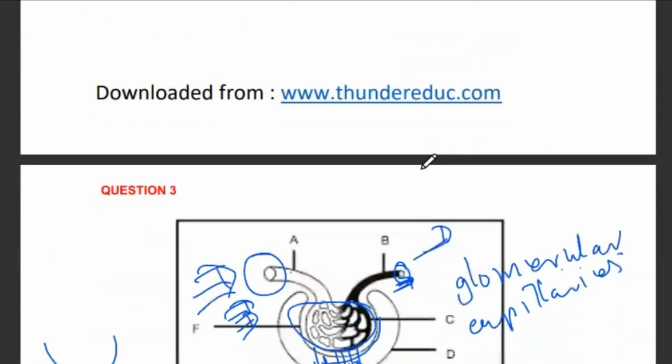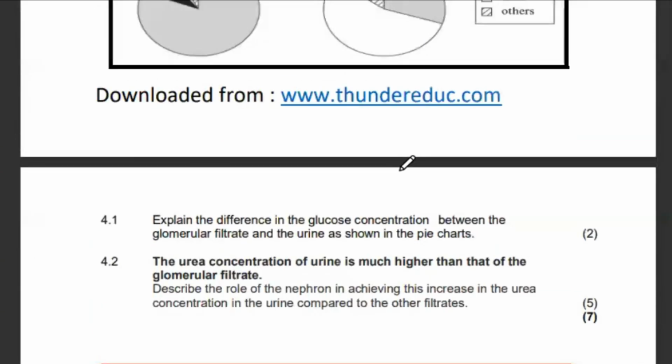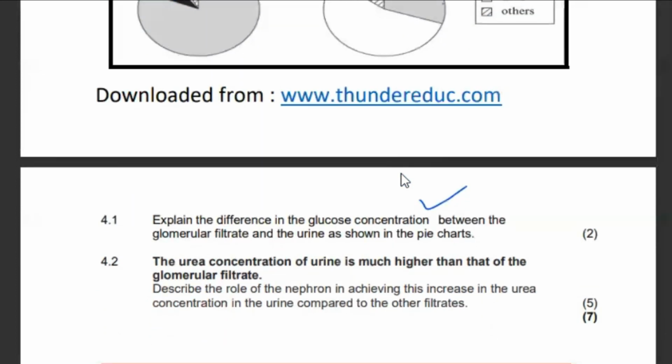So if you come back here and look at the question, we are saying: explain the difference in the glucose concentration between glomerular filtrate and the urine. Here there is glucose and here there is no glucose. Therefore, glucose is reabsorbed. All of it is reabsorbed back through the proximal convoluted tubule by active transport. So basically, that is the answer that is supposed to be written there.